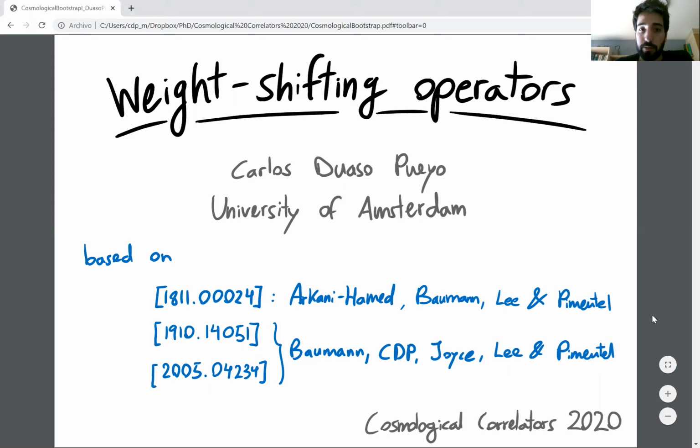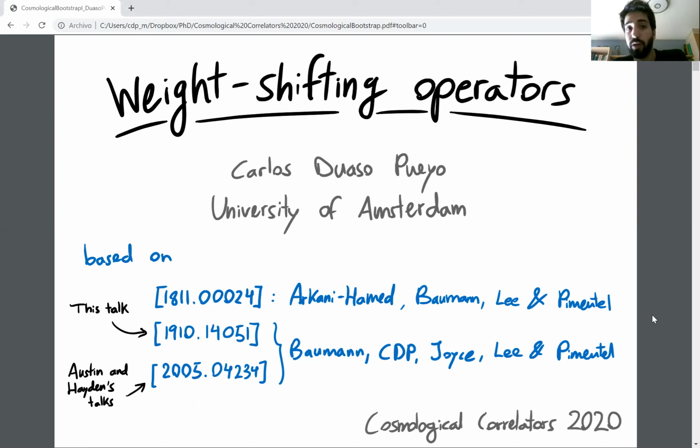In this talk, I'll talk about the weight shifting operators, which is an aspect of this project, which was mainly developed in this paper. Then later, Austin and Hayden will give a couple more talks in which they will present the nice results of our last paper.